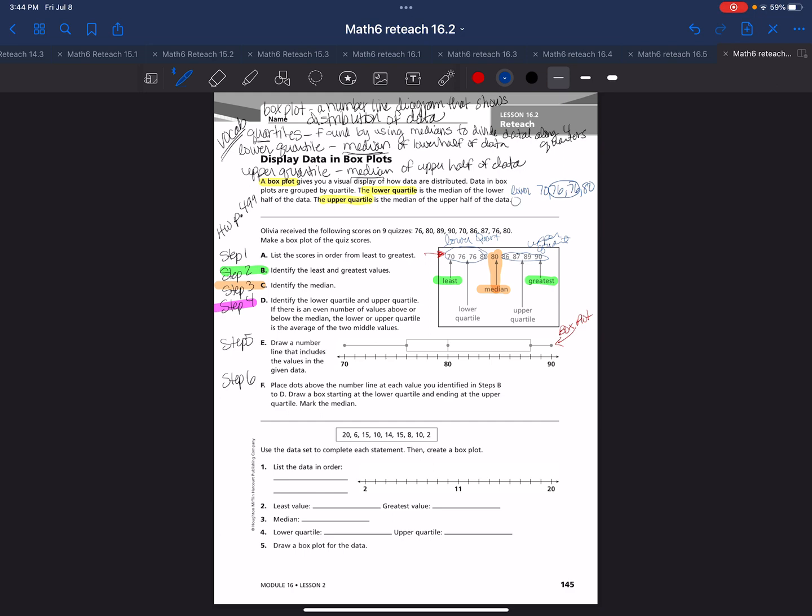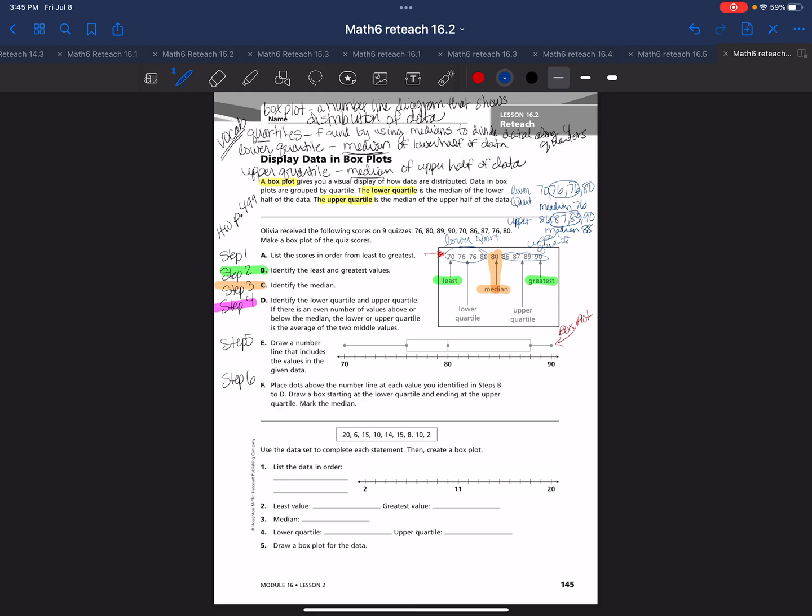So for the lower quartile, the median is 76. Now for the upper quartile, I need to do the same. So for the upper, I'm looking at 86, 87, 89, and 90. And I've got to find the median, the middle between 87 and 89, which is 88.